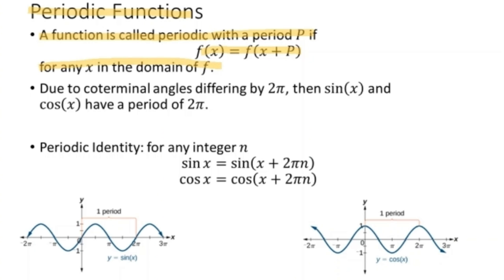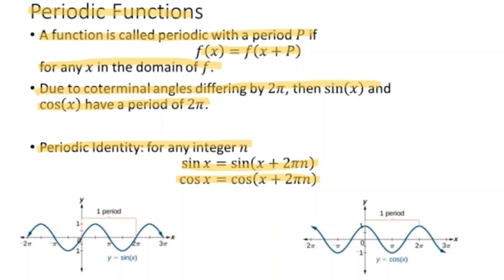As we stated before about why we were able to shift the portions of the graph over by pi or 2 pi units, due to the coterminal angles differing by 2 pi, sine of x and cosine of x also have a period of 2 pi, which is why we were able to shift portions of the graph left or right by 2 pi units in order to obtain more of the graph. For any integer n, we have that sine of x equals sine of x plus 2 pi n, or cosine of x equals cosine of x plus 2 pi n.